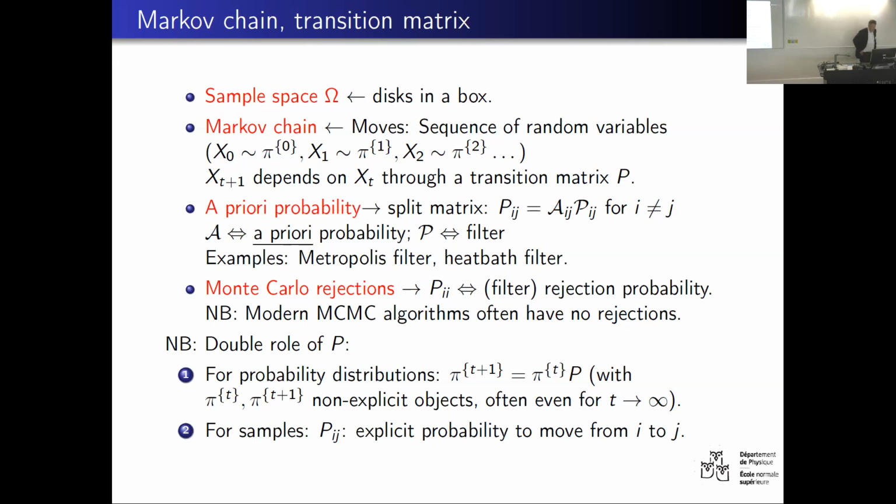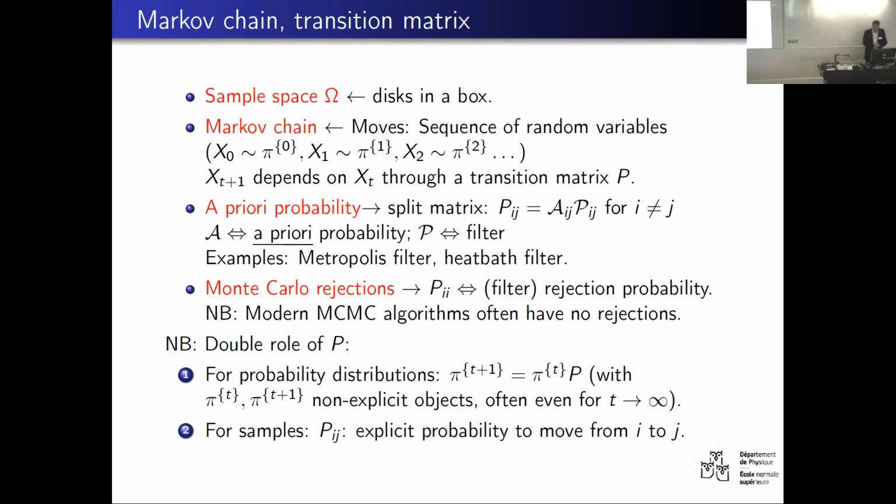So now, as I said, I wanted to talk about Markov-chains. So let's discuss. Markov-chains are defined with sample spaces. I call them omega. We can think of it as just the positions of the disks in the box. Then the Markov-chain is simply how you do the moves, or in more correct words, it is a sequence of random variables. You start off with a random variable x0, which is distributed with some distribution pi 0. Then you move to an x1, which is distributed with a pi 1, x2, which is distributed with pi 2, and so on and so on.